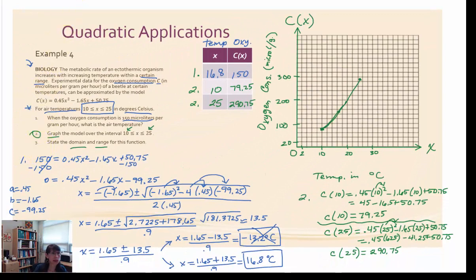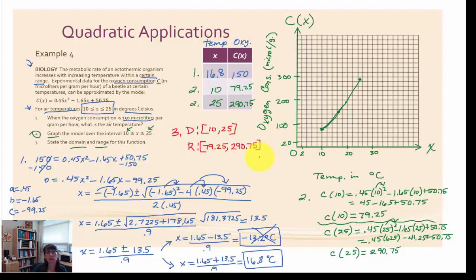And finally, domain and range for question 3. Our domain is the temperature. Again, it's only between 10 and 25 degrees. So we'll use brackets, smallest to largest, remember. The range is the oxygen consumption. So the lowest oxygen consumption was at 79.25, and the highest oxygen consumption here was at 290.75.